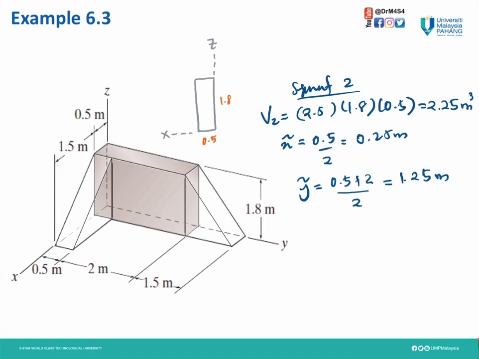Next, we're going to find y bar. That means on the y-axis, the length of this is 2.5. So 0.5 plus 2, 2.5, divided by 2, and y bar is 1.25 meter. Then for z, on the z-axis, the height of this is 1.8. The center for that one is 1.8 divided by 2, we get 0.9 meter. We are done with segment 2.